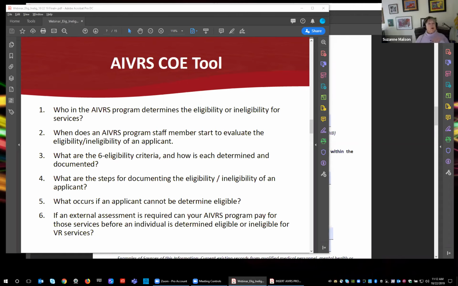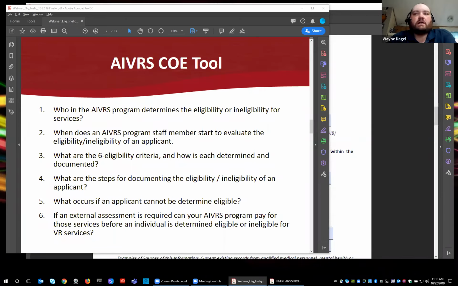Yes, that, and then one other step. If an individual has a significant disability and you're not able to provide VR services because the disability is so significant, what is the process for that? Because, as you said, you have to meet all 6, and that physical or mental disability that may be a barrier to employment can be so significant that even with VR services, we wouldn't be able to assist this individual in acquiring employment.